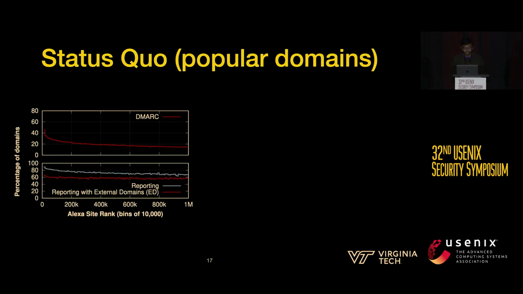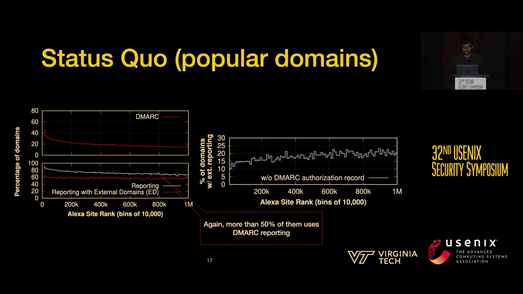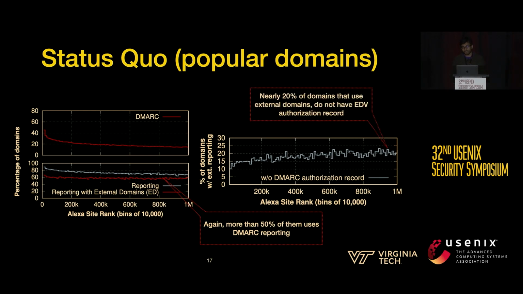Now, even for popular domains, as you can see, the DMARC deployment ratio goes down with popularity, but again, it paints a similar picture. We can see that the majority of the DMARC-enabled domains specify an external reporting address even for popular domains. Now, the question is, how many of them do have the EDV authorization record in place, right? So the right graph shows that nearly 20% of them that use external domains do not have an EDV authorization record.